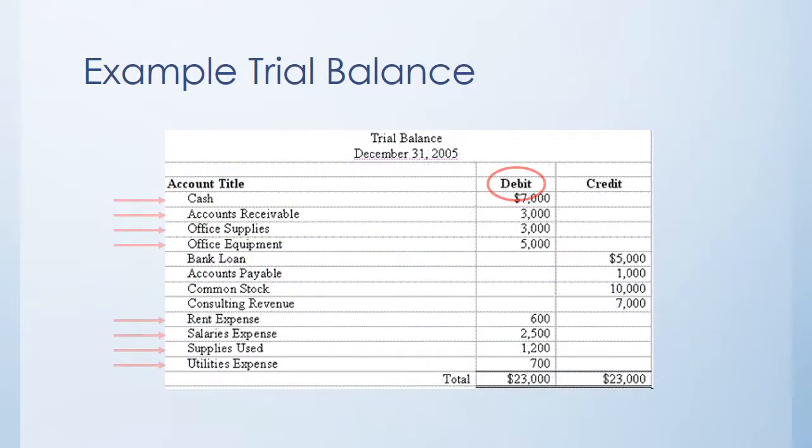As you can see, the assets and expenses such as cash, accounts receivable, and office supplies have all been placed in the debit column, and the liabilities, equity, and revenues such as bank loans, common stock, and consulting revenue have all been placed in the credit column.